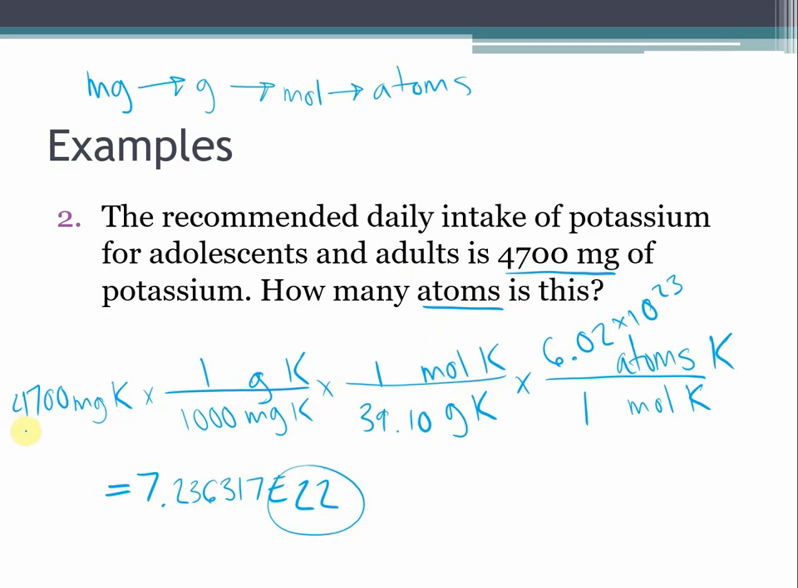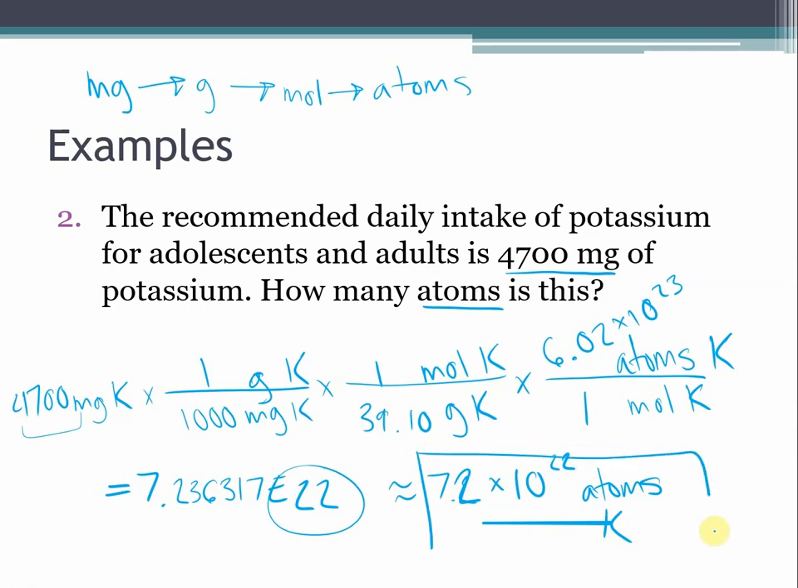So rounding this for sig figs, we started with 2. We should have 2 in our answer. This will become 7.2, so 2, times 10 to the 22nd. This E22 means times 10 to the 22nd. Atoms of potassium. So that is our answer to this one.